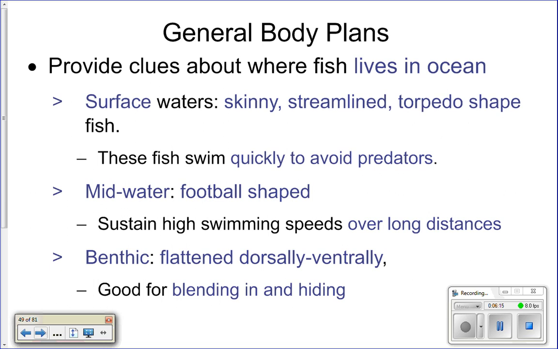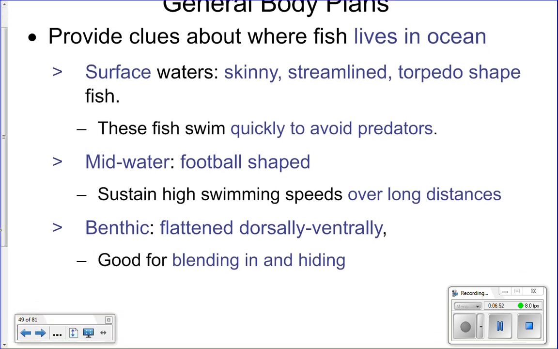Okay. Midwater fish, so down deeper in the ocean, they're going to be more football shaped. So everybody knows what a football looks like, right? Not European football, American football, okay? So like an actual football. Those fish are going to be in midwaters, down deeper in the ocean. And that body shape, that football kind of shape, is good for swimming really fast over long distances. So if you find a fish and it's got that shape, it'll probably be swimming a lot.